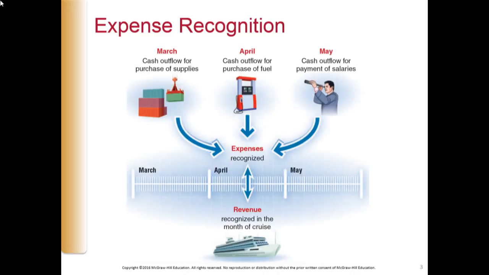And this is true regardless of when the cash changed hands. So in the case of the salaries, cash didn't actually change hands until May. The supplies were paid for in March perhaps, and even the revenue, customers could have booked and paid for that cruise a year ahead of time, but the revenue would only be recognized in April when it's earned.